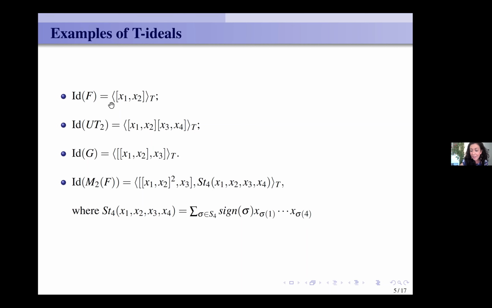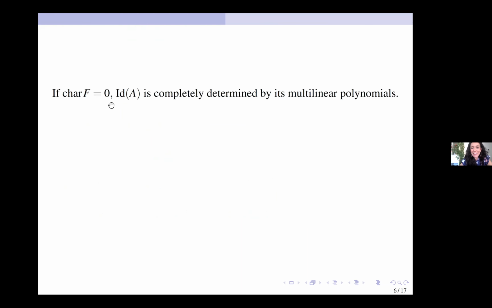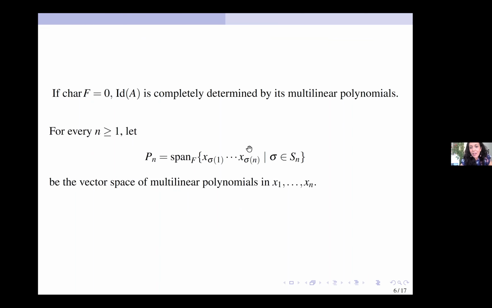But before, let me recall that if the characteristic of the field is zero, Id of A is completely determined by its multilinear polynomials, by the well-known multilinearization process. So, if Pn denotes the vector space of multilinear polynomials in the first n variables, we have that Id of A is generated by its subspaces Pn intersection Id of A for every n. Okay, now consider this quotient Pn over Pn intersection Id of A, and the dimension of this space is called the nth codimension of A.